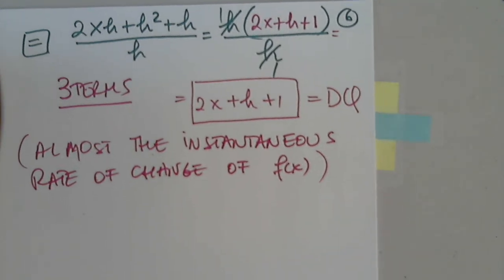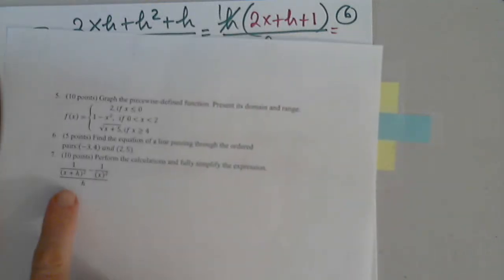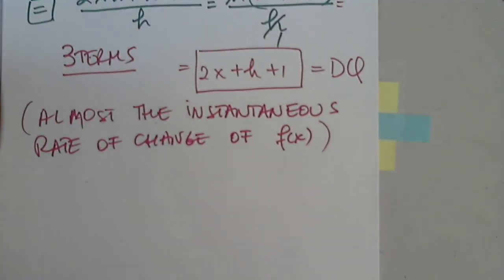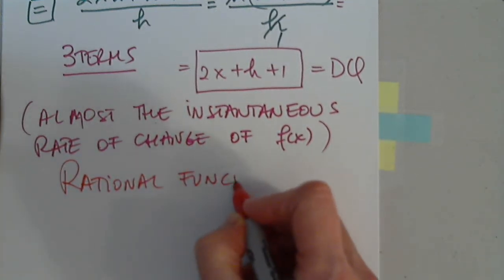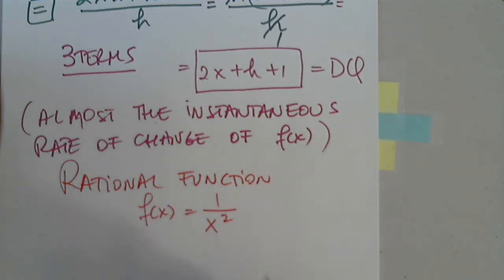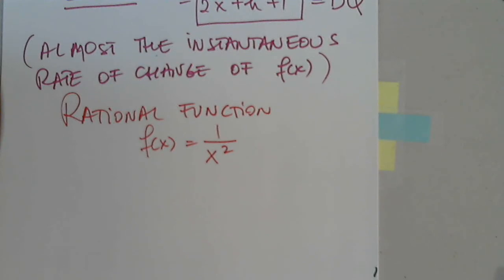Okay. Finally, this is exactly the same thing for a rational function. And the rational function is f of x, in that problem, 1 over x squared. Okay. So let's start by determining the difference quotient and simplifying it.